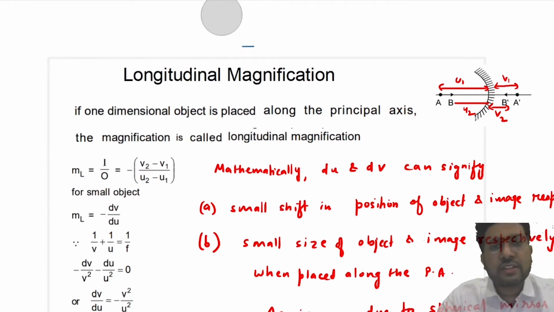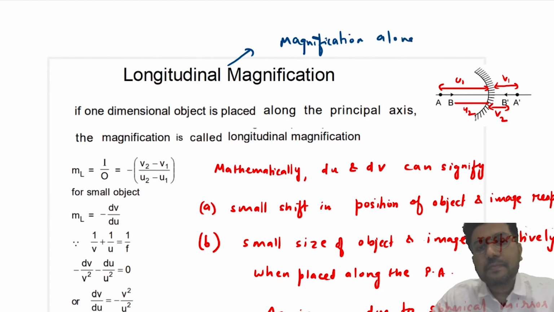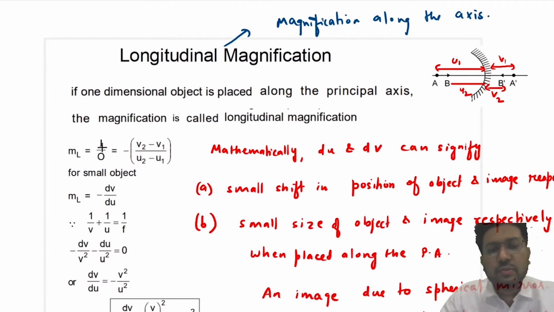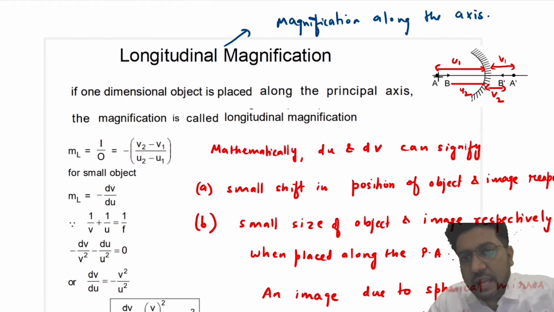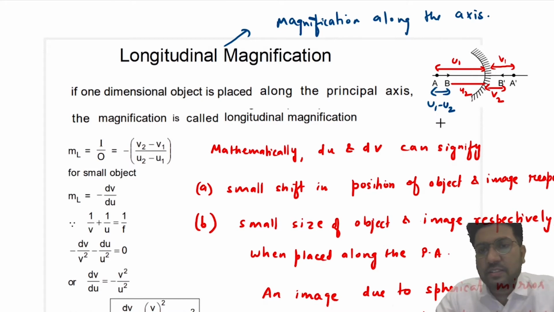So longitudinal magnification means magnification along the axis, right? So the magnification along the axis is equal to the size of the image divided by the size of the object, right? Okay. Suppose this is the object AB which is placed along the axis. And suppose this is the image A dash B dash. Then this distance is U1. This distance is U2. So the length of the object is U1 minus U2, right?